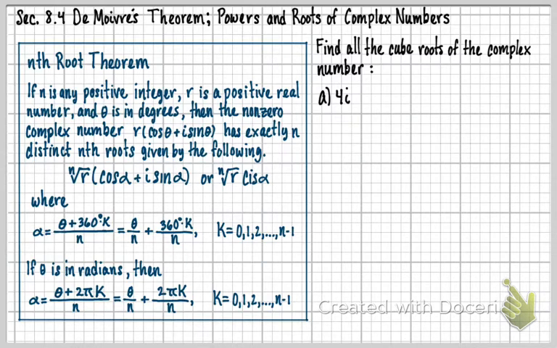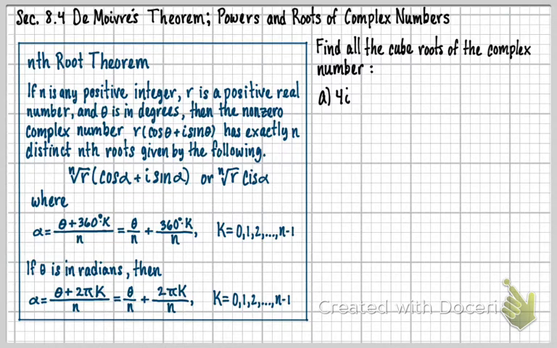If in radians, then alpha equals theta plus 2 pi k over n. So we're just going to take a look at this problem here. It says find all the cube roots of the complex number 4i. So we're looking for cube roots of this.